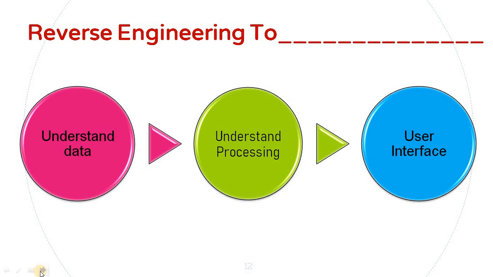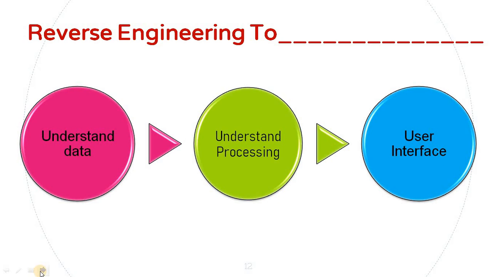The extract abstraction phase, or abstraction extraction, is actually the core concept of reverse engineering. Reverse engineering is actually to understand data, to understand processing, and to understand the user interface of a product. If we have these three understandings, we will have better information about the product, how it is designed, how it is developed, and what the core data of it is.